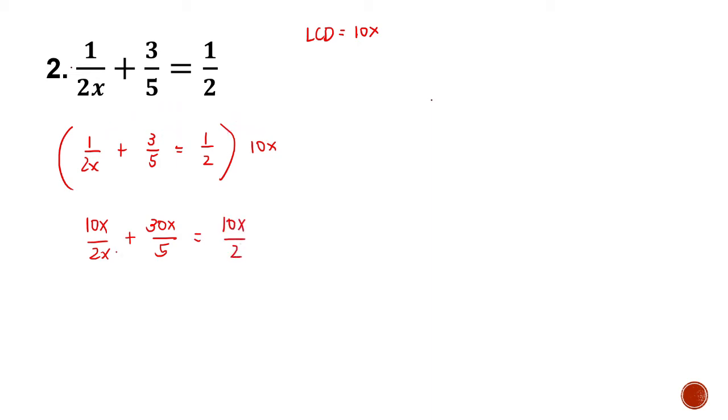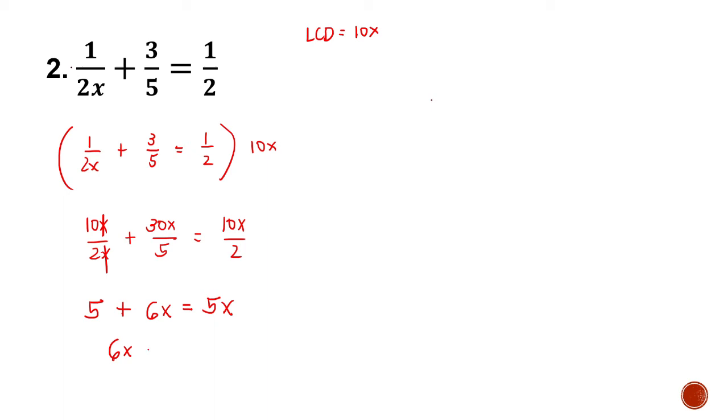And so we cancel, yung pwedeng makancel. So sa first term, you can just cancel x, and 10 divided by 2 is 5. Sa second term, 30x divided by 5. So 30 divided by 5 is 6. Pero may x pa doon, so 6x. And sa third term, 10x over 2 is simply 5x.